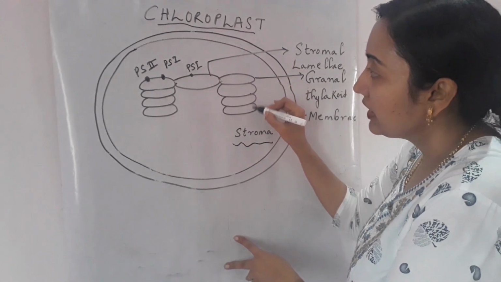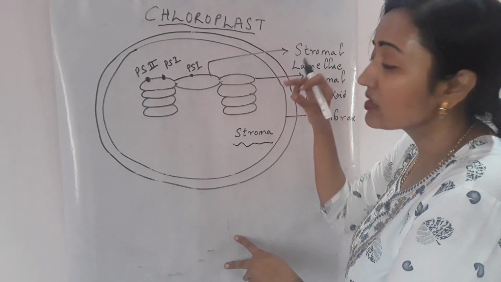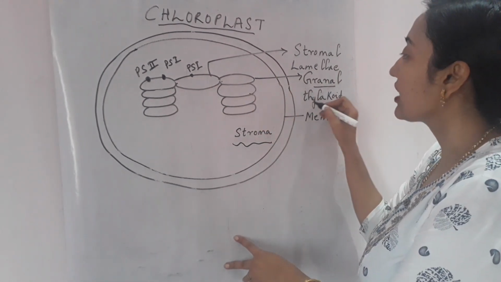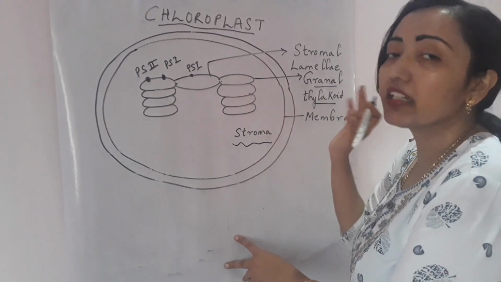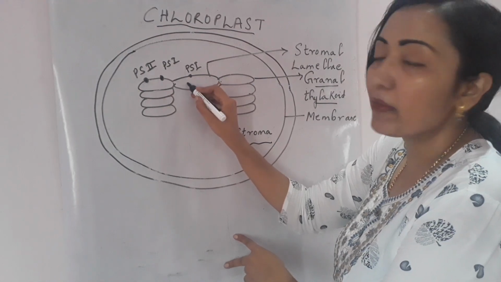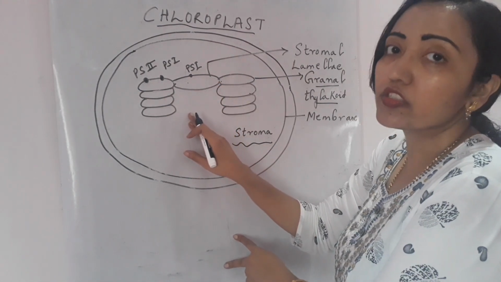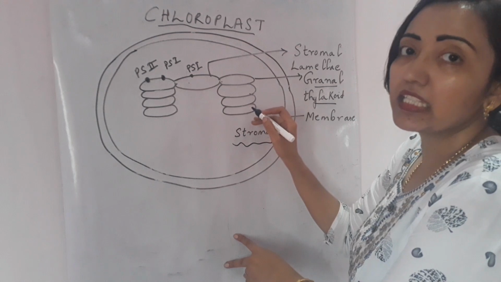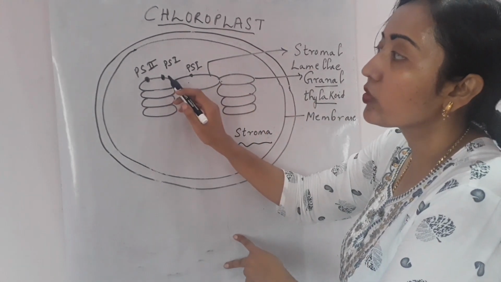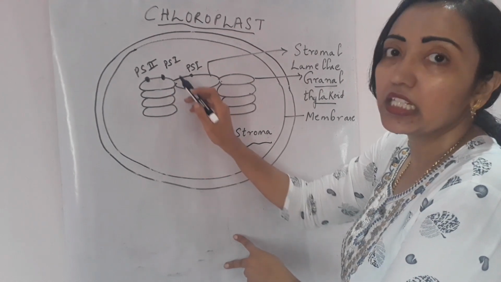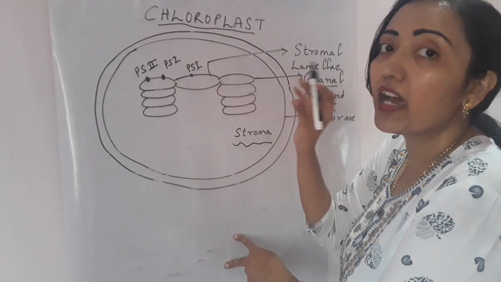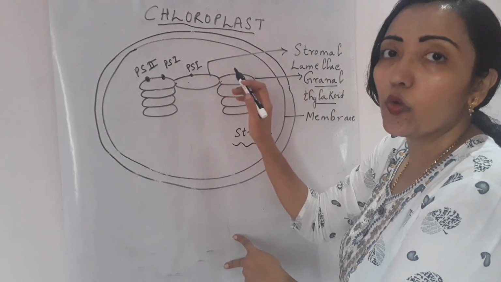In the chloroplast, certain grana are present. These are the grana, present as stacks one above the other. This is altogether called the granum thylakoid, and the granum thylakoids are joined together by lamellae, called stromal lamellae. Photosystem 2 and photosystem 1 are present on the membrane of the granum thylakoid, and photosystem 1 alone is present in the stromal lamellae.